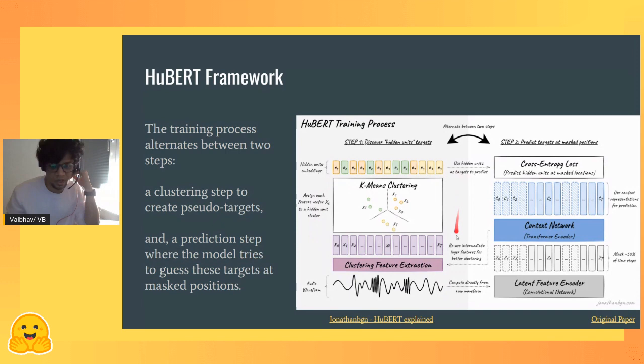These features are then passed through k-means clustering, and then they're given some sort of hidden unit embedding, right? For example, all of these are in one cluster, all of these are in another cluster, and so on and so forth. So these then get some sort of a unit embedding out of the cluster. Those can be thought of as cluster embeddings, right? And then these cluster embeddings are compared with the output from the transformer encoder, from the context network over here, and we essentially predict the hidden unit at these mask locations, right?